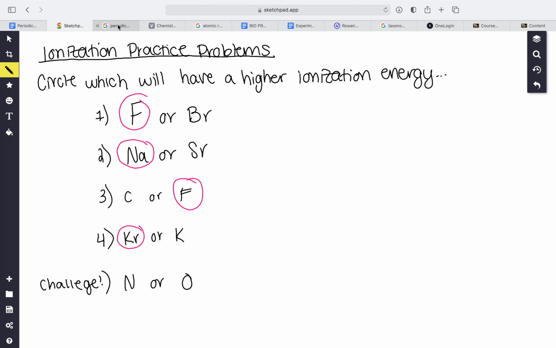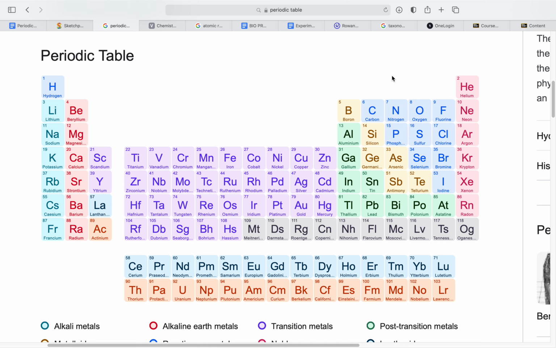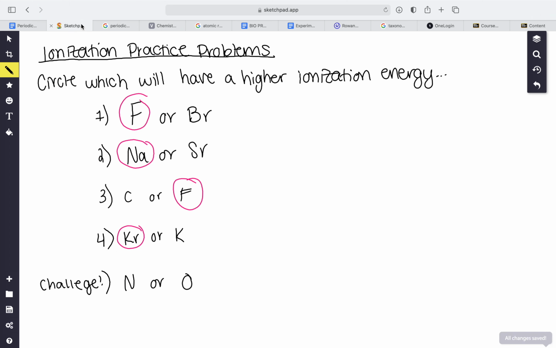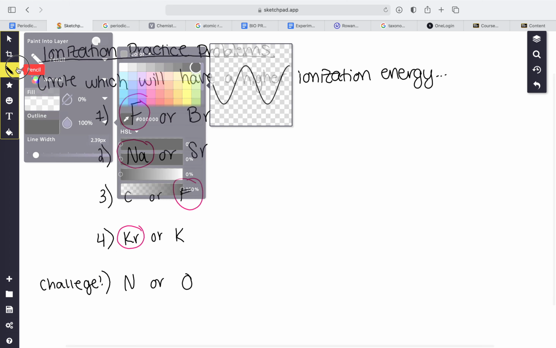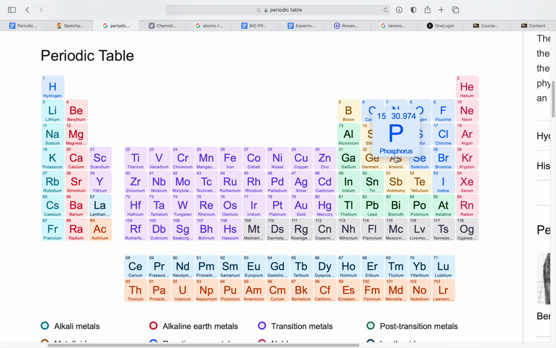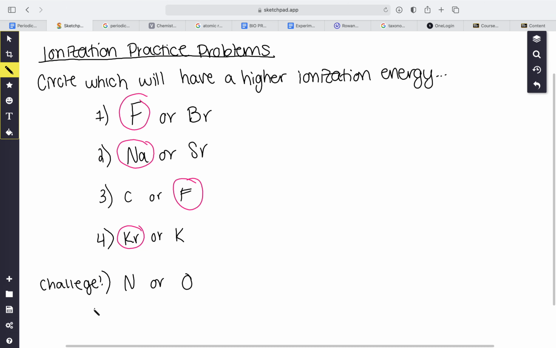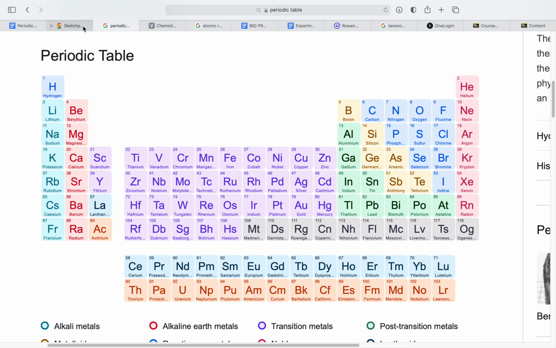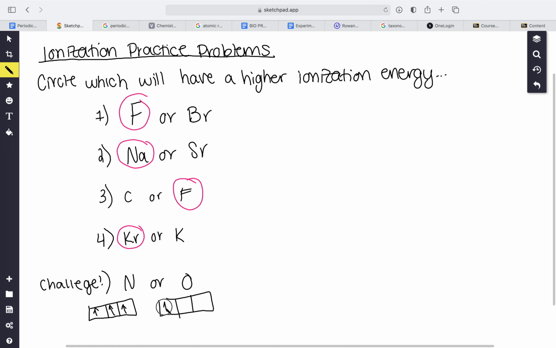And then the challenge is nitrogen or oxygen. All right, so here we're looking at what's going to require more energy to remove an electron. I'm going to actually look at their orbitals here, because I can tell that this is where the problems kind of start, in this little section. So nitrogen's p group is going to look like this. I think it's all happy, so that one's happy, 1, 2, 3. Yep, that one's happy. Oxygen is going to look like that.